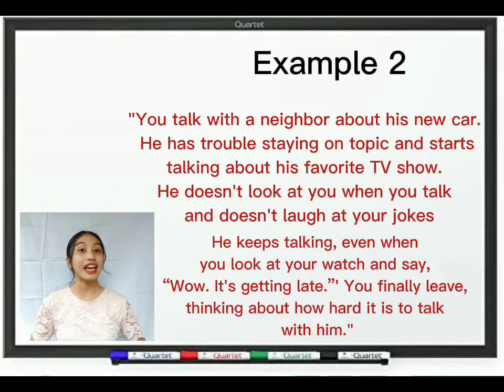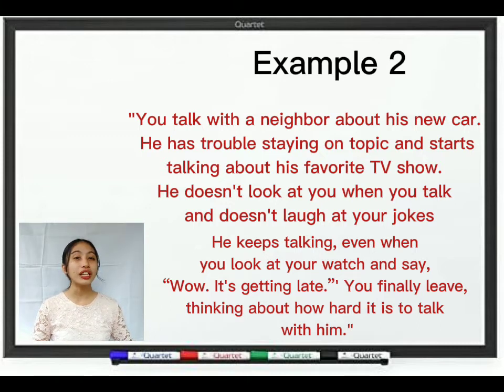He has trouble staying on topic and starts talking about his favorite TV show. He doesn't look at you when you talk and doesn't laugh at your jokes. He keeps talking even when you look at your watch and say, "Wow, it's getting late." You finally leave thinking about how hard it is to talk with him. In this scenario, the speaker is just talking about a new car and his favorite TV show. But the listener interprets the signs the speaker is using, not looking at the listener and not laughing at his jokes, as the speaker being unaware of the listener's views and monopolizing his time.